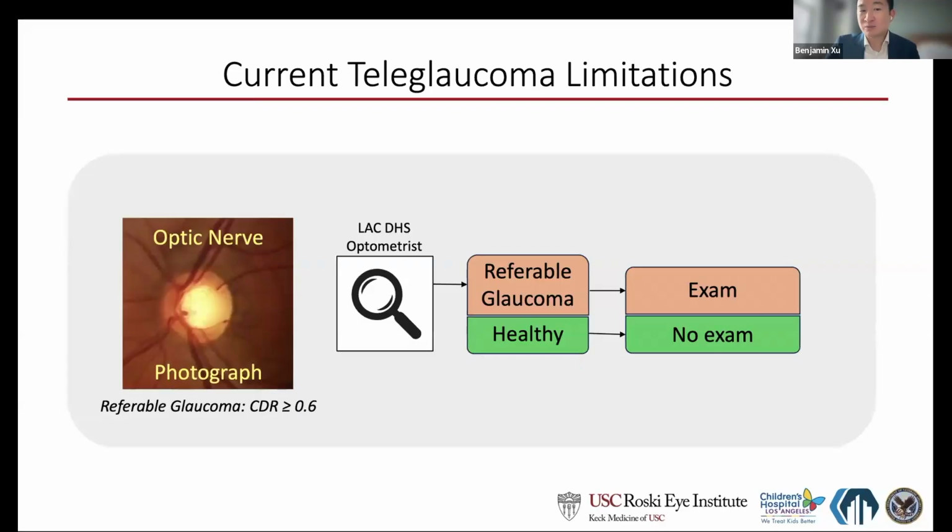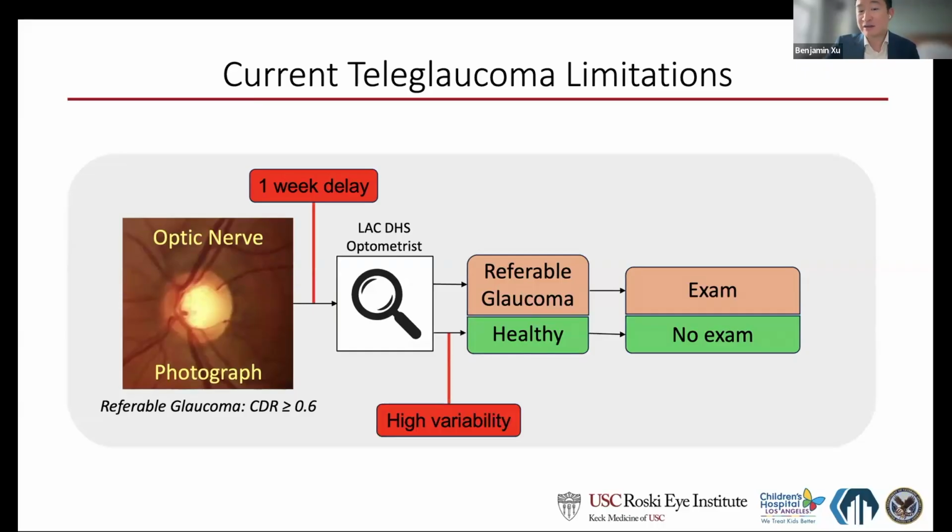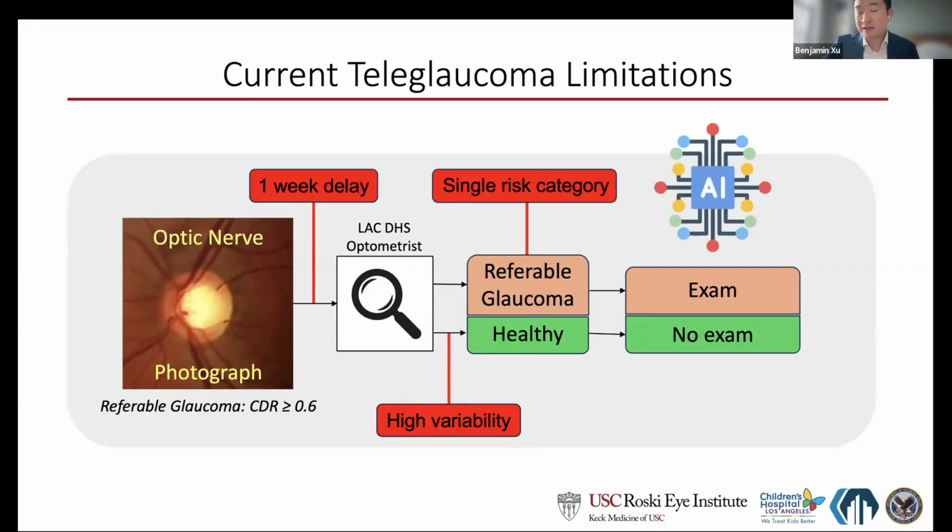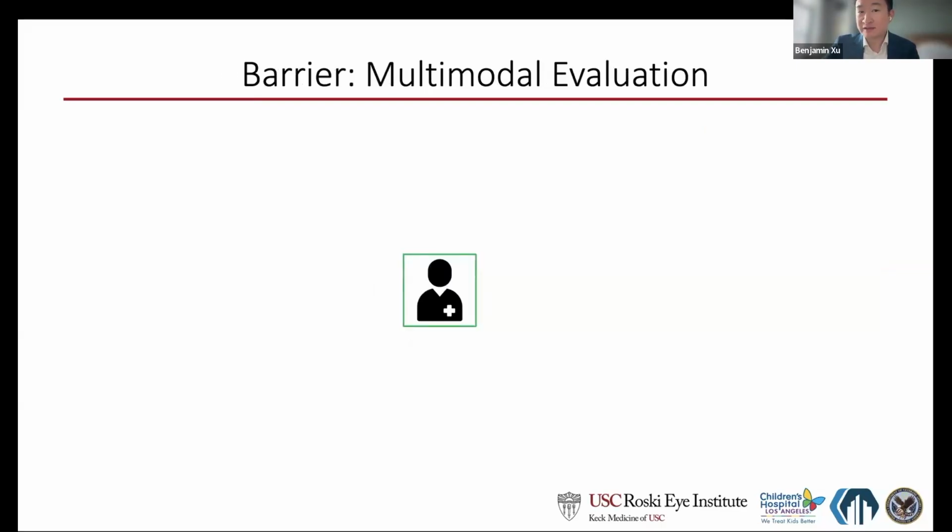But when we looked at this workflow, we realized that there were several limitations that we needed to address. First of all, there were delays in the analysis of these images by optometrists. There was high variability among optometrists in looking at these images. And there was only a single risk category, so that even high-risk patients were getting stuck in long queues waiting for in-office evaluation. So we really thought that AI was the solution to all of this.